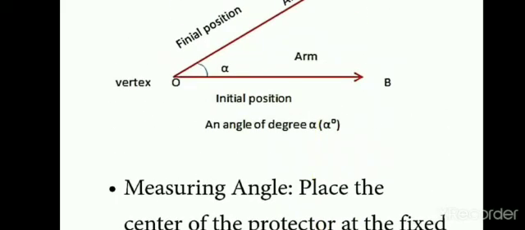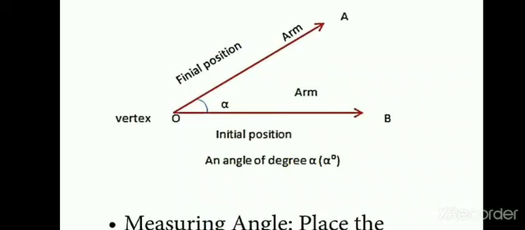See, here they have given an angle AOB. You should keep the center of the protractor on the point O. One of the sides of the angle will lie on the 0 degree, and the other side will denote the measurement of the angle, or the degree of an angle, how much it is.